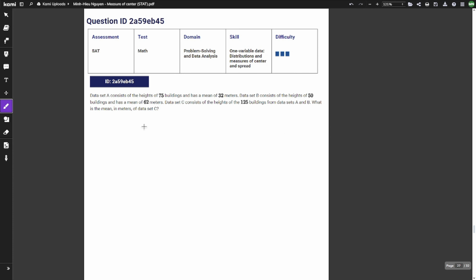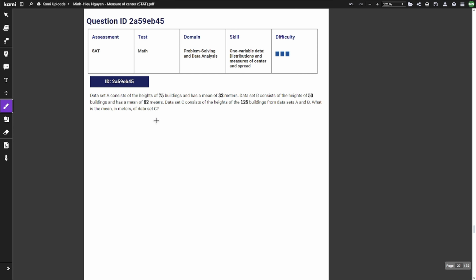Question number 27. Dataset A consists of the heights of 75 buildings and has a mean of 32 meters. Dataset B consists of the heights of 50 buildings and has a mean of 62 meters. Dataset C consists of the heights of the 125 buildings from datasets A and B. What is the mean in meters of dataset C?